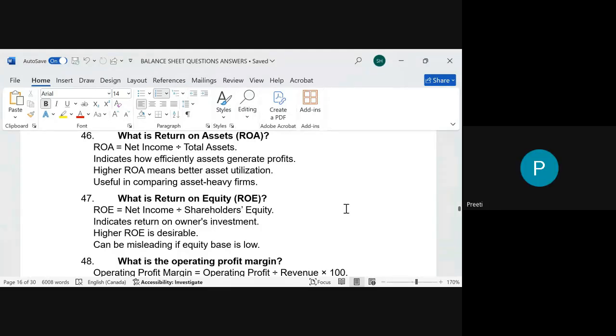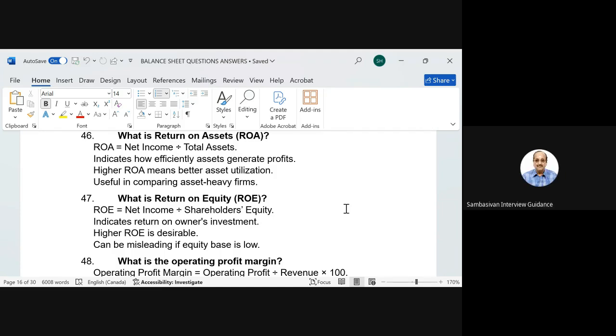Okay, sir. What is return on assets? ROA. ROA is equal to net income divided by total assets. Indicates how efficiently assets generate profits. Higher ROA means better asset utilization, useful in comparing asset-heavy firms.